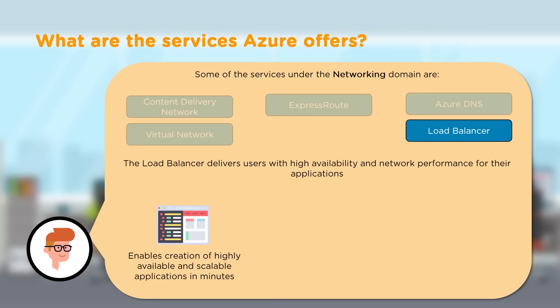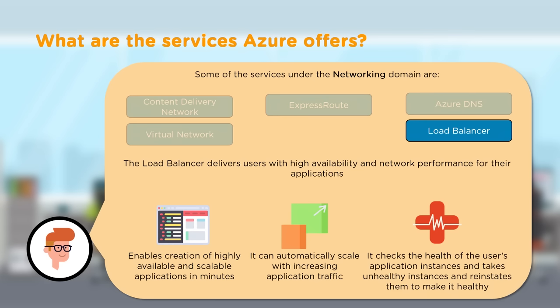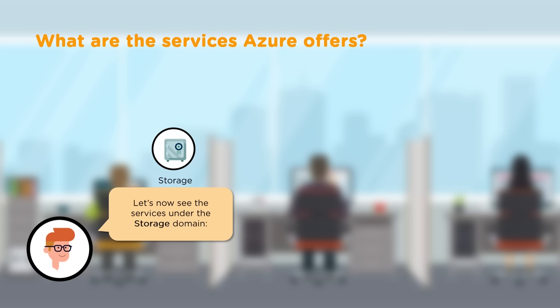So what does the load balancer help with? It helps in creating highly available, scalable applications in the cloud in minutes. It can be used to automatically scale the environment with increasing application traffic. And one feature of the load balancer is to check the health of the user's application instance, and it stops sending requests to the unhealthy instance and shifts that connection to the healthy instance. That way a user or a connection does not get stuck with an instance that's not healthy. That's all that you need to know about the networking services.